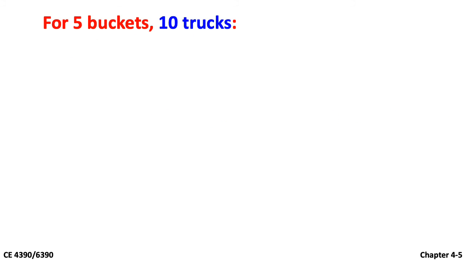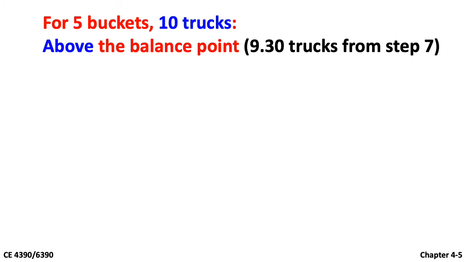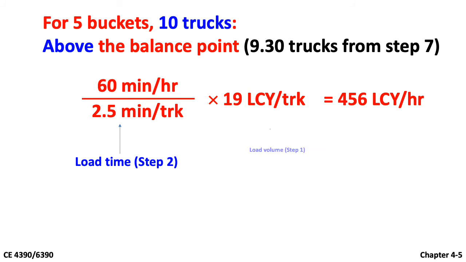So if you choose 10 trucks, it is above the balance point. And now you apply the equation when the number of trucks is above the balance point. You get 60 minutes per hour divided by the load time of 2.5 minutes, and times the load volume of 19 loose cubic yards per truck. So this is equal to 456 loose cubic yards per hour.